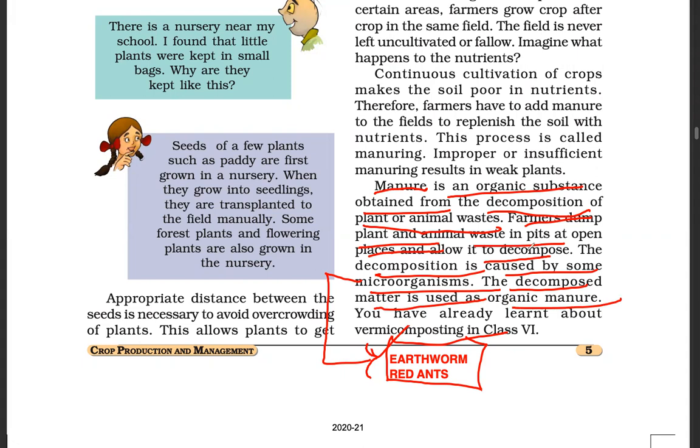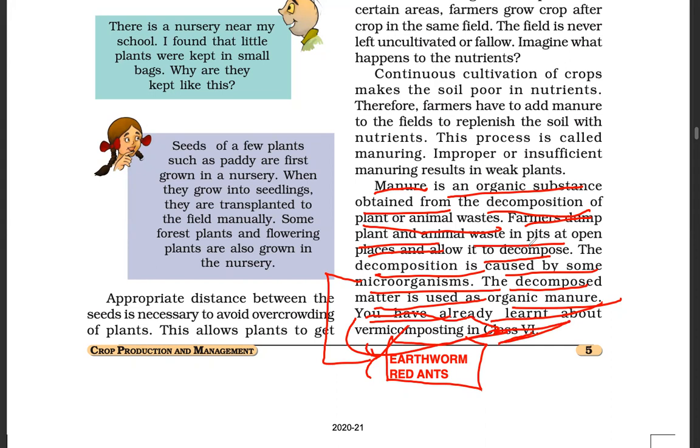We buy fruits and vegetables, then we get the fruit. But it is necessary for humans, but vegetable peels or fruit peels are basically not necessary, right? So we just throw them. Rather than throwing them, we can keep them and do manuring. Okay, so you have already learned about vermicomposting, a method we learned in class 6.